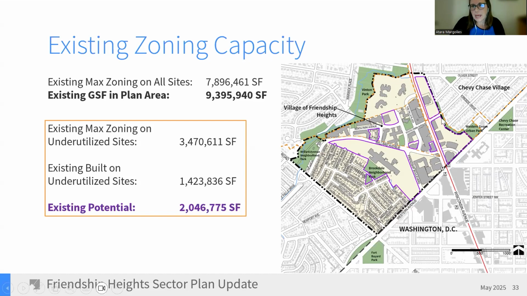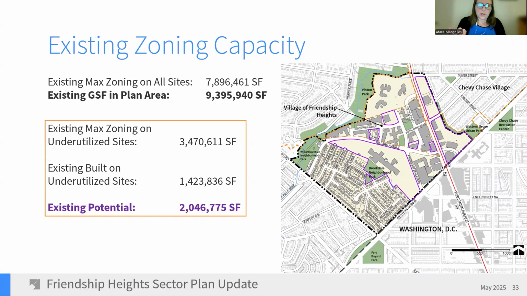So that includes the Saks, it includes all of the collection, it includes this 5550 Friendship office building, and includes all of Geico, etc. Then you basically have a little more than 2 million square feet of development that's still permitted here today that hasn't been built.